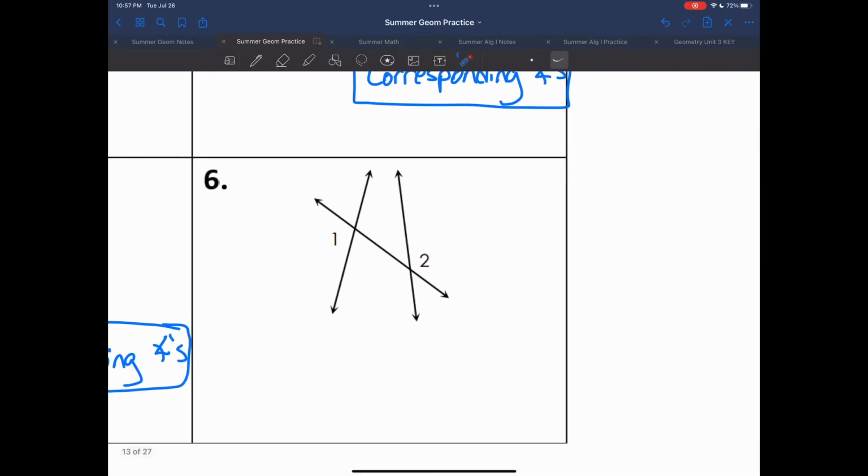Okay, number 6. Let's find our transversal. Here's the line that's going through the 2 others. Our angles on this one are not on the same side. They're on opposite sides, or we could say alternate sides. And then if we take a look at the other 2 lines, because they're either alternate exterior or alternate interior, here's our 2 lines. They're not on the interior. They're both on the exterior. So we would say alternate exterior angles.